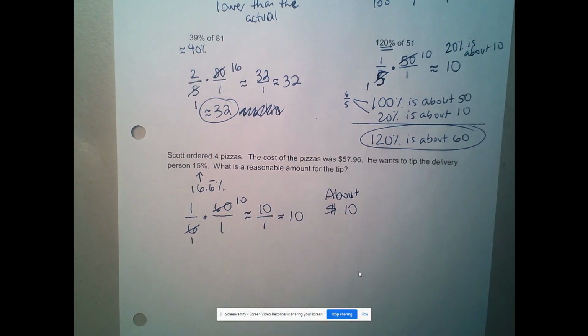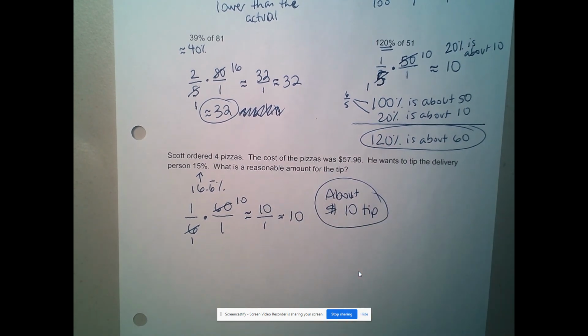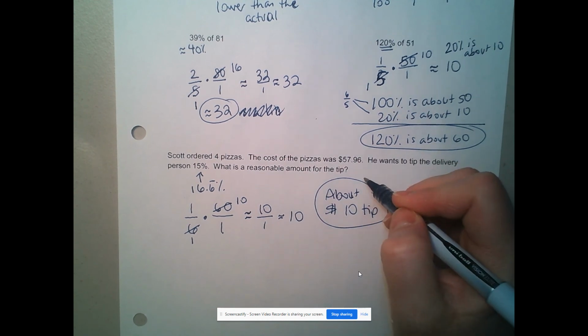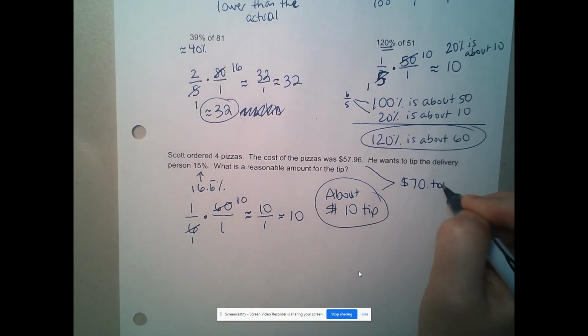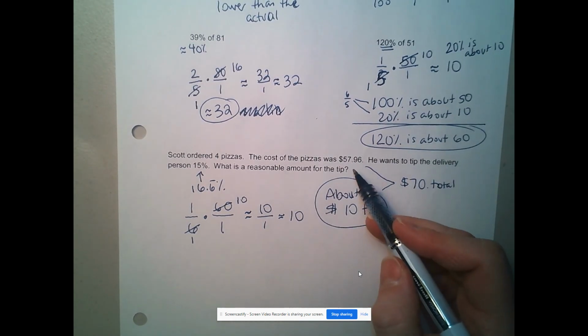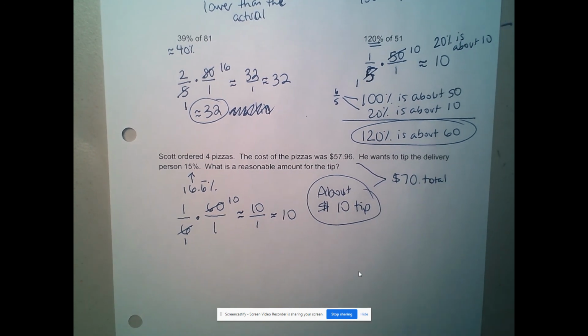About a $10 tip. And so what is reasonable here, if we're going to leave a $10 tip, we need to add $10 onto the total. We might just leave $70 total. That would be your 60-ish, extra 10. Sure, the person gets a little bit of a higher tip, but it's a whole lot easier to hand over $70 than it is to hand over $67.96. So lots of things going on with percents, and there are some that we need to spend some time memorizing.